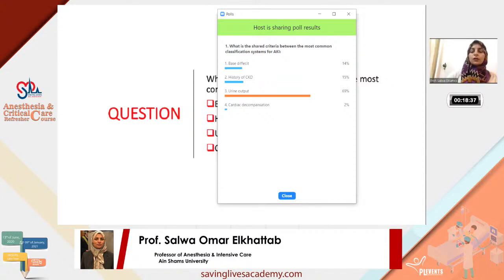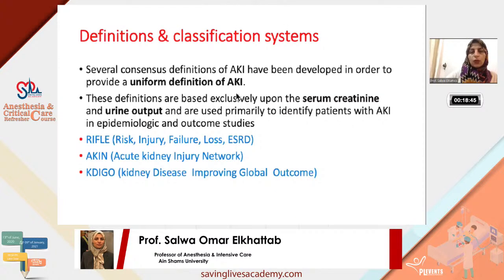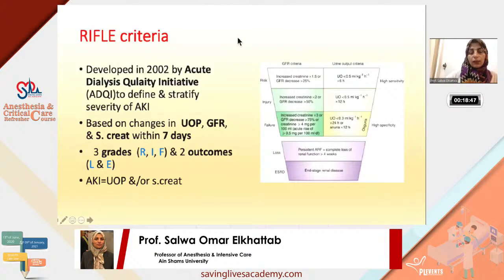Yes, agreed, of course. As we will see soon, urine output is the most shared criterion. The change in the urine output is a very important criterion to identify and stratify patients with AKI. Let us start with the RIFLE criteria. The RIFLE criteria were developed in 2002 by the Acute Dialysis Quality Initiative group, who aimed to find a unified definition for AKI.